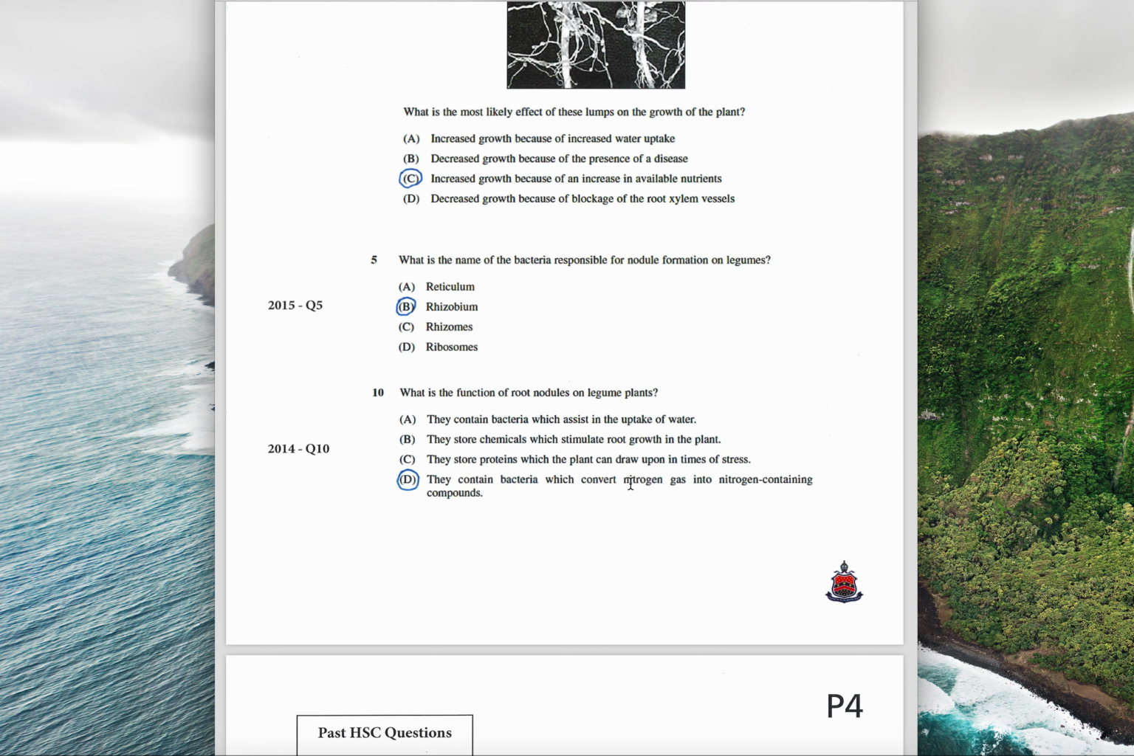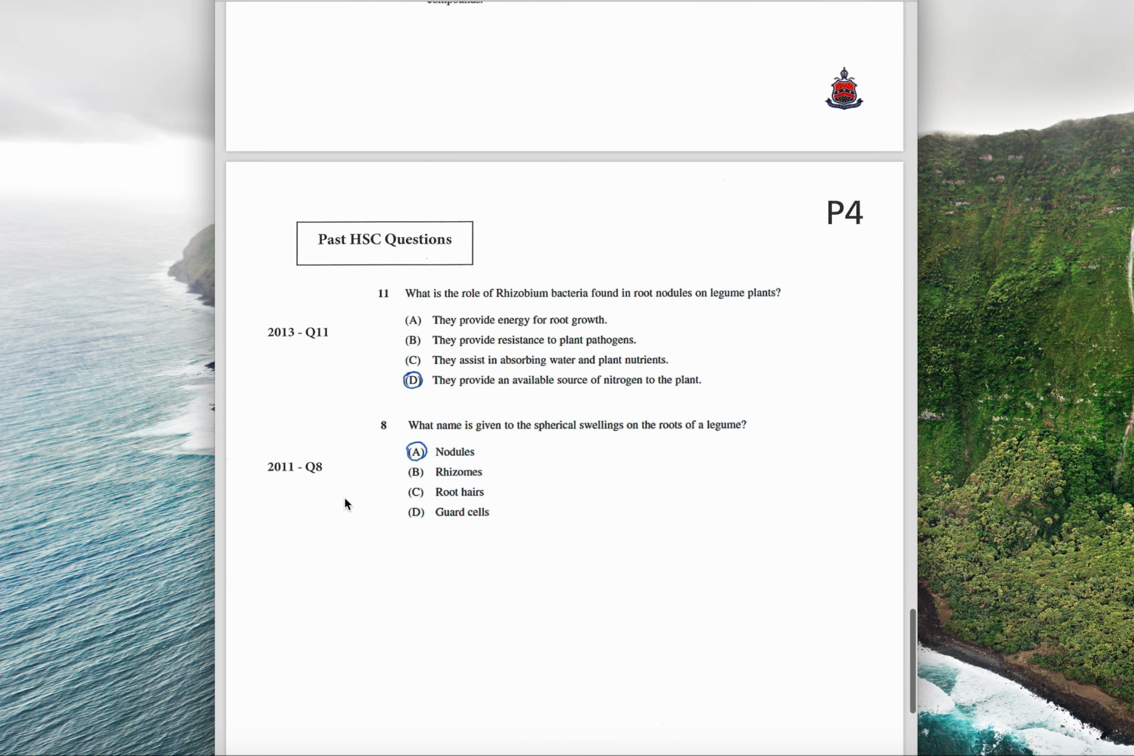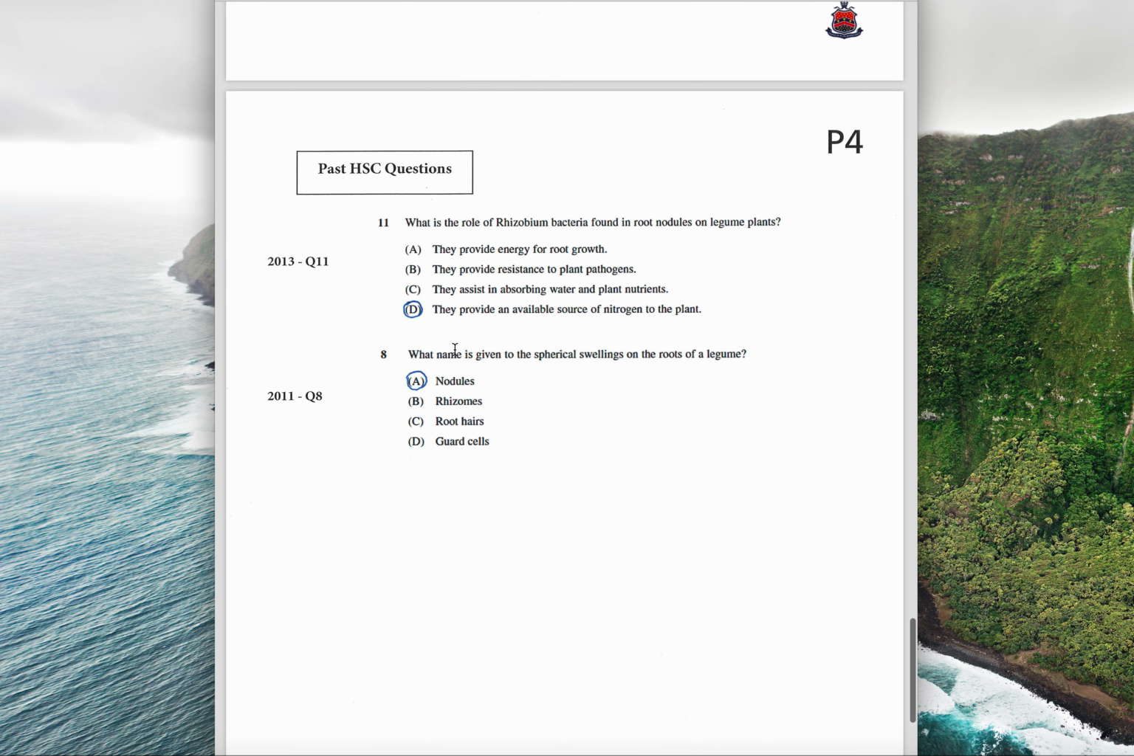What is the function of root nodules on a legume plant? They contain bacteria which convert nitrogen gas into nitrogen-containing compounds. It has nothing to do with water. They don't store chemicals for root growth, and it's not to do with proteins either. What is the role of Rhizobium bacteria found in root nodules? They provide an extra source of nitrogen, nothing to do with water, nothing to do with plant pathogens, and not energy for root growth. What name is given to the spherical swellings on the roots?